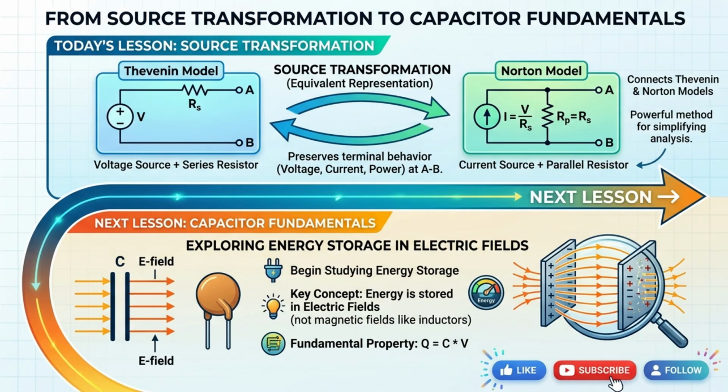So, today, we learned that source transformation allows voltage sources and current sources to be converted into equivalent representations without changing terminal behavior. This concept connects Thevenin and Norton models and provides a powerful method for simplifying circuit analysis. In the next lesson, we'll explore capacitor fundamentals and begin studying how energy is stored in electric fields.